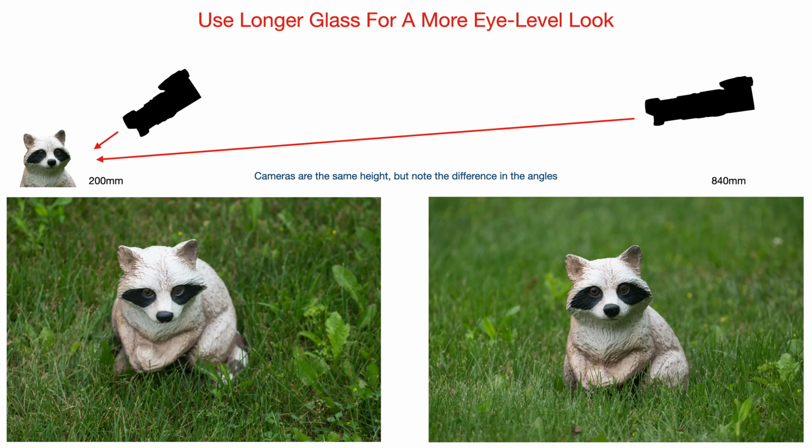Now, take a look at the image on the right. This time we're using a longer lens from a greater distance, but at the same height as the one on the left. Although it's never going to look quite as good as a true eye-level shot, it's a noticeable improvement over shooting closer with short glass.